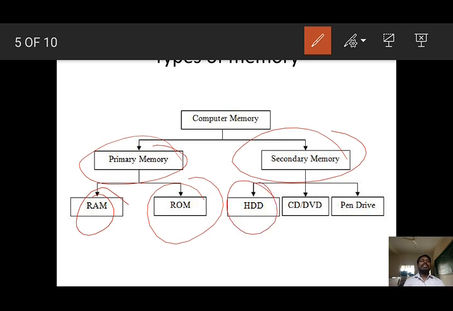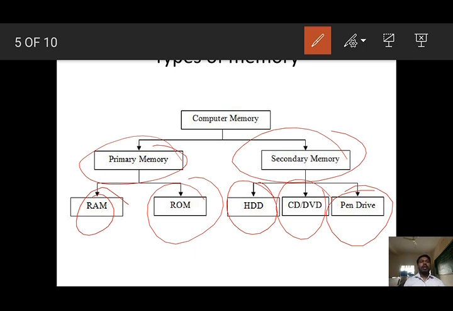First one, HDD, hard disk drive. Next, CD, compact disk, or DVD. Next, pen drive. So these are all the major types in the secondary memory.